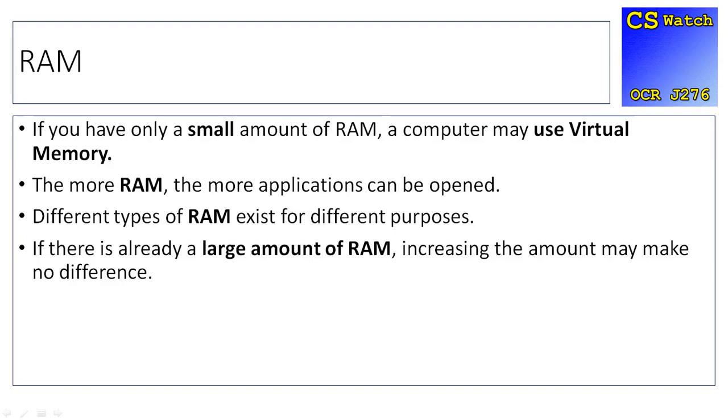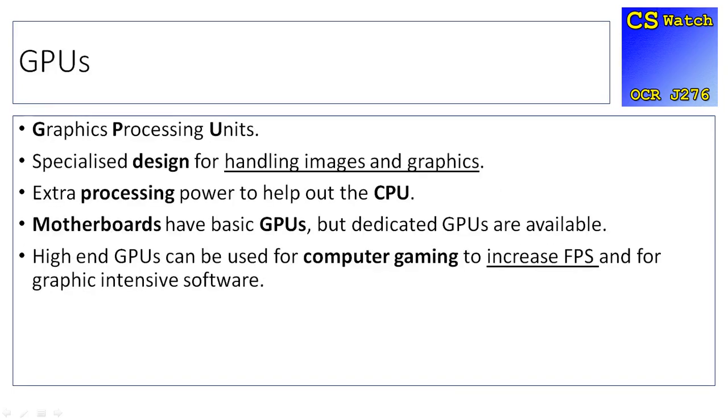Some operating systems you can only have so much RAM allocated to it and then it will just ignore the rest. If you've already got a large amount of RAM in your computer, so 16 gigs for example, if you increase that, it might not actually make much difference though. Only increasing the RAM if you've only got a small amount of RAM would really work, because if not, you're just going to have more RAM open and it's just not going to get used, it's just going to sit there.